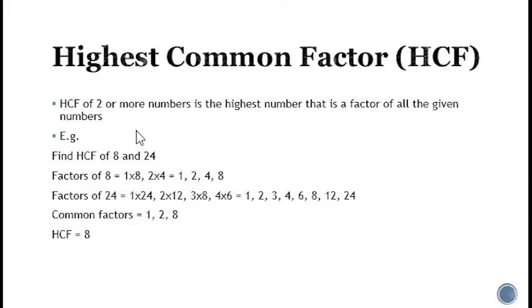For example, to find HCF of 8 and 24, just find factors of each number one by one, then look for the common factors. Note that it says highest common factors. So even though there are 3 common factors, the highest common factor is 8.